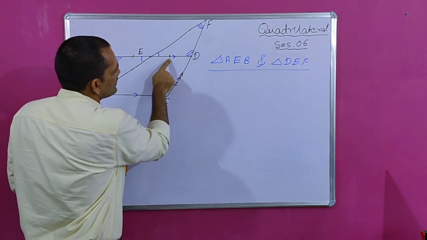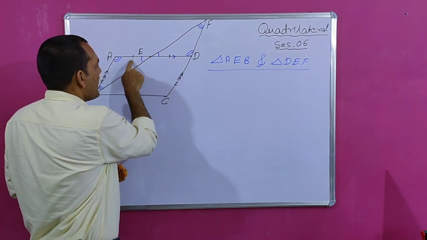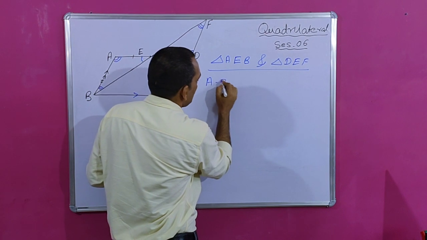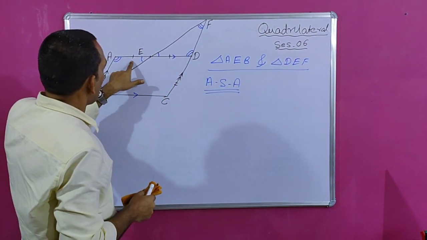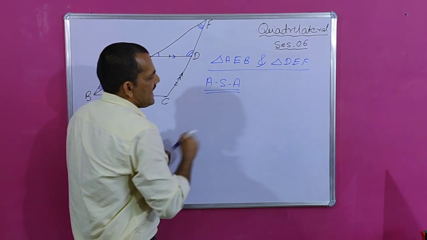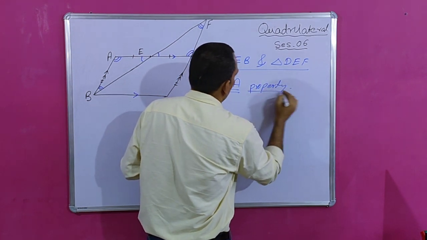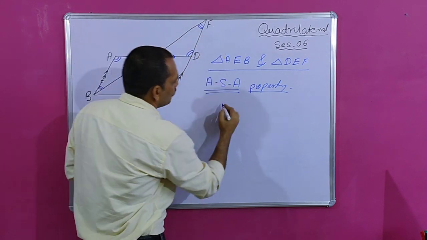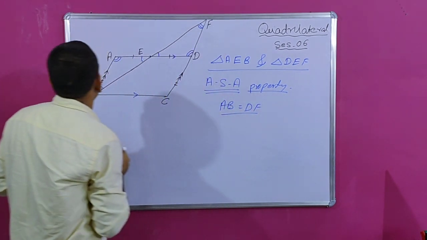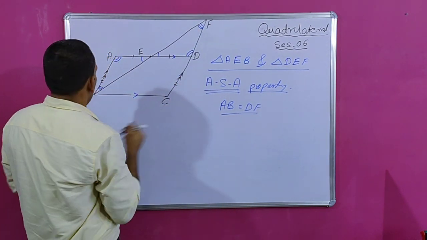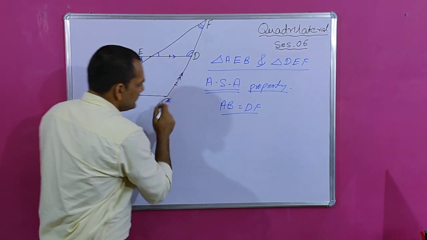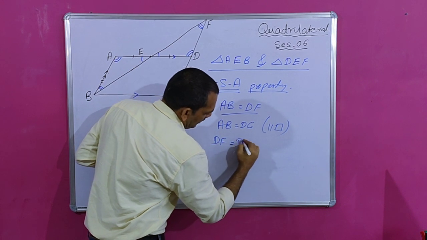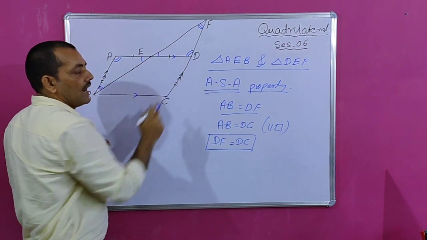But at the same time, this side is equal to this side. So two angles and a side between them, the common side. So it is using ASA: angle, side, angle. So using the ASA property, these two triangles are now congruent. The moment these two triangles are congruent, it simply means AB is equal to DF. And at the same time, from the parallelogram, AB equals DC. Because it's a parallelogram. So what does it mean? DF equals DC. So these two parts are the same.